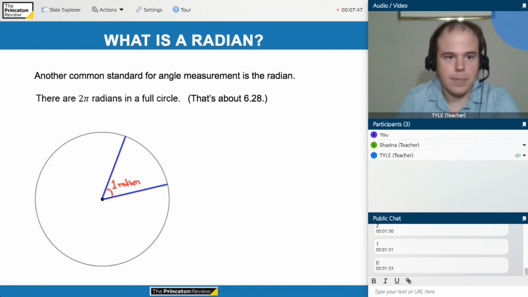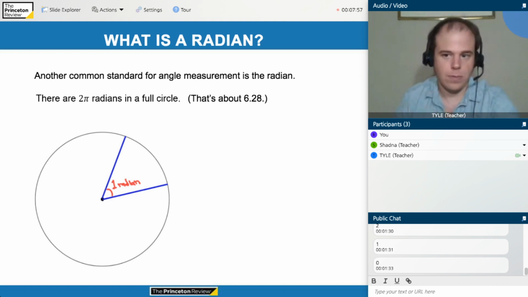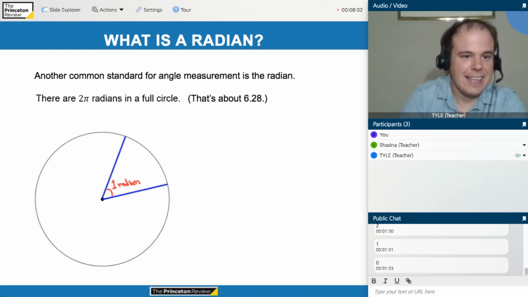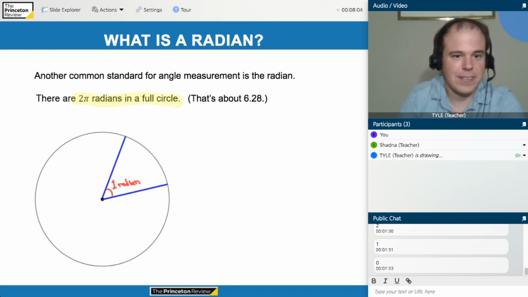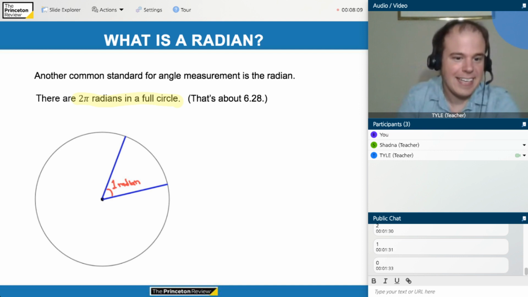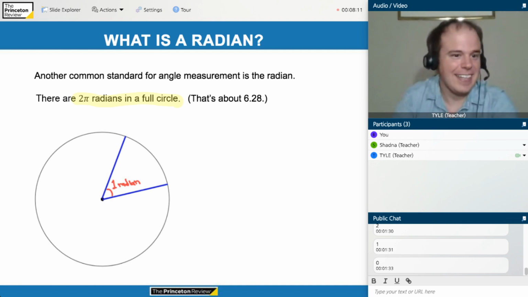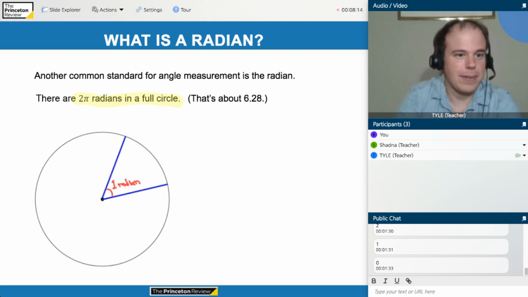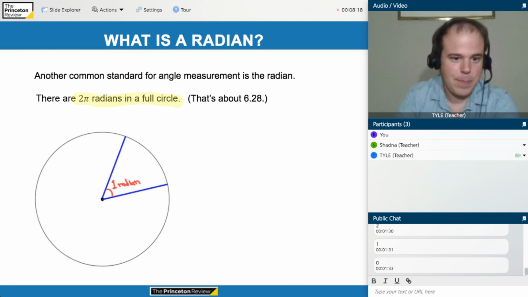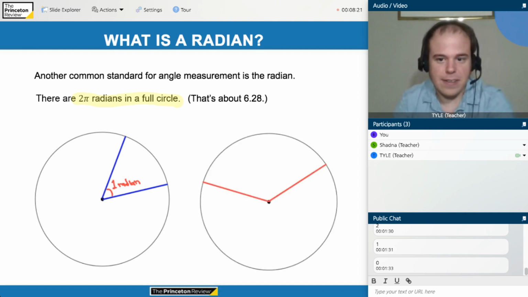Radians are a similar idea, another common standard for angle measurement. Instead of 360 degrees, there are 2 pi radians in one full circle. That's a key thing to remember: 2 pi radians in a full circle. Since pi is a little more than 3, that means there are a little more than 6 radians in one full circle. I've put in a picture here below showing you about how big 1 radian is, just to help you with visualizing this.